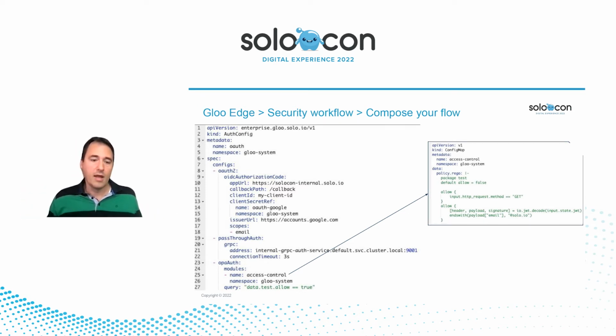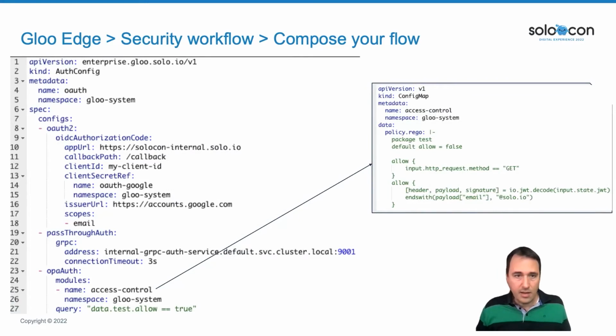And after that, using that new information, you can implement an OPA policy. OPA is the Open Policy Agent, and Gloo Edge supports OPA out of the box. You don't have to provide anything else, just the rules, just the regular rules. And that in this case can be, I want the email that is decoded from the JWT token to end with solo, for example. And that will compose very easily a three-step workflow that is custom.